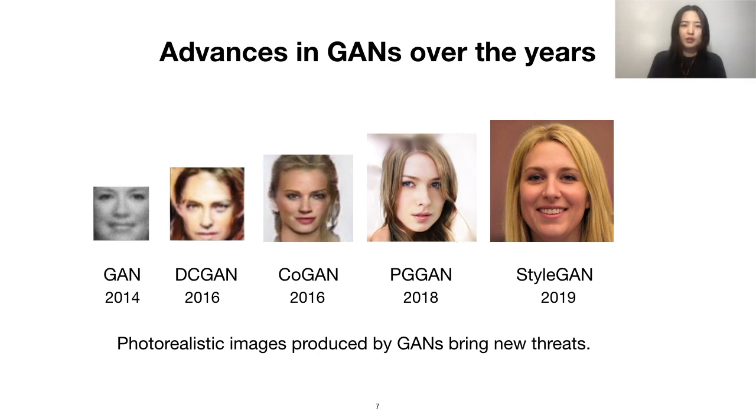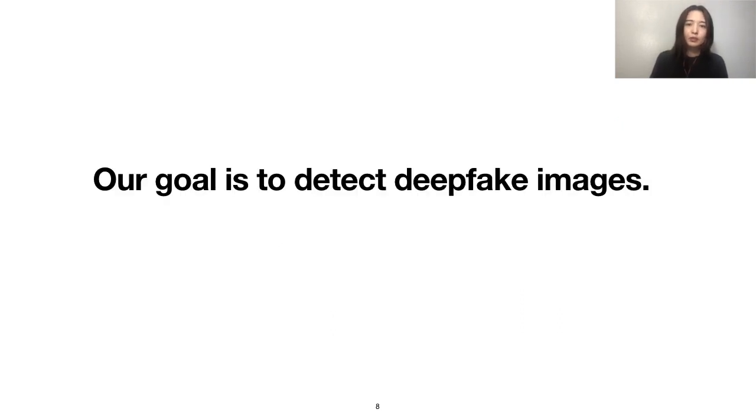Recently, GAN research has made significant progress. You can see the photorealistic images produced by StyleGAN proposed in 2019. It is even hard for a human to differentiate between deepfake and real images. So this makes it a serious threat. In this work, we propose a new approach to detect deepfake images among other real images.